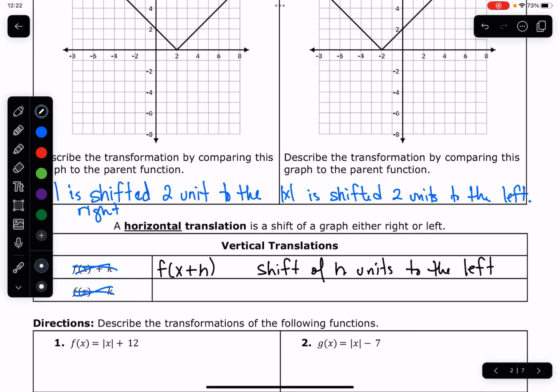If it's adding, it's to the left. And if it's f of x minus h, again, we're subtracting the h from this x, then this is going to result in a shift of h units in the opposite direction, to the positive side, to the right. So for horizontal shifts, it has an opposite effect. Adding moves it in the negative direction, subtraction moves it in the positive direction.